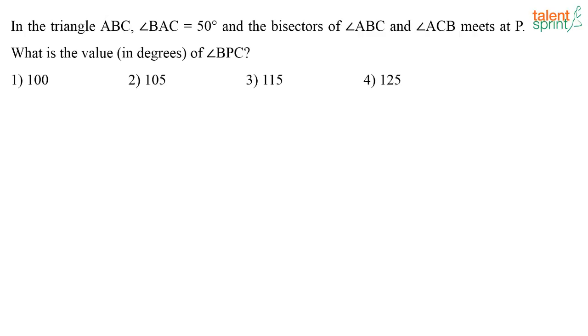Next one. In the triangle ABC, angle BAC is 50 degrees and the bisectors of angle ABC and ACB meet at P. What is the value of angle BPC?